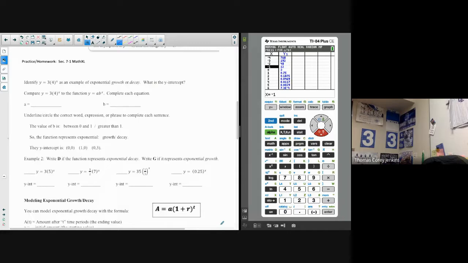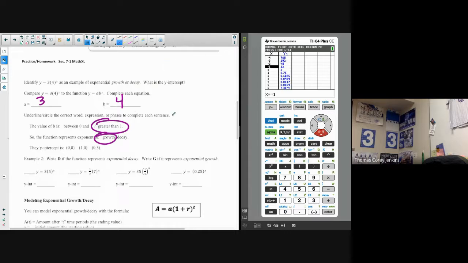All right, so it says compare y equals 3 times 4 to the x to the function y equals ab to the x and complete each equation. So what's a equal to? A would be equal to 3, b would be equal to 4. The value of b is one of these two cases, between 0 and 1 or greater than 1. So b is 4, which is greater than 1. Since b is greater than 1, that represents an exponential growth curve. So if we graphed it, we know it would be this shape right here versus this one.